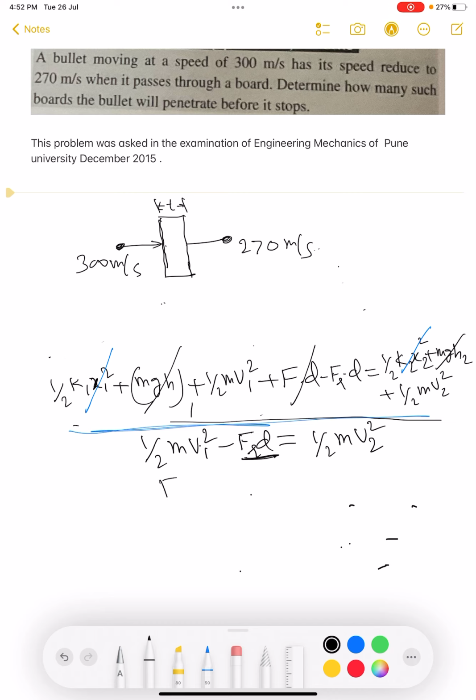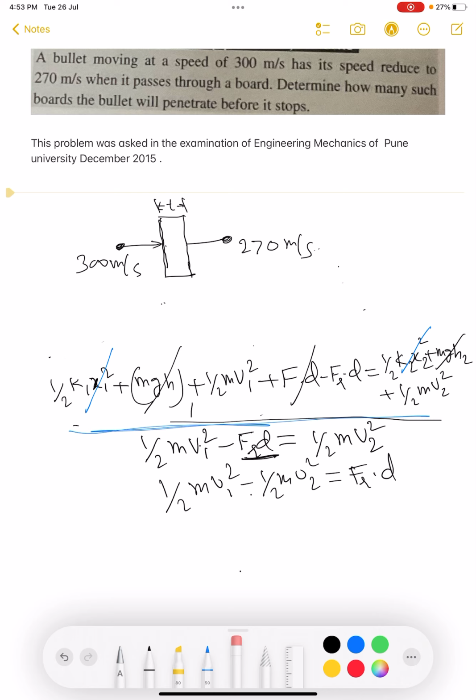So I can write it like this: half m v1 square minus half m v2 square is equal to Fr into D. Now that means essentially the drop in kinetic energy is equal to the energy spent in overcoming the friction. Okay, so this is what we have now.